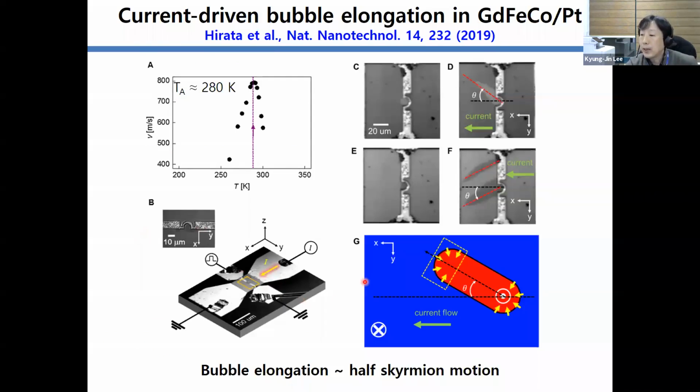So we thought that what we observed is half skyrmion motion. One edge is pinned by an uncontrolled strong pinning potential, but the other edge moves, and that causes this elongation of this bubble. And at the other edge, because of the strong DMI field of the sample, the half skyrmion-like texture is well preserved.